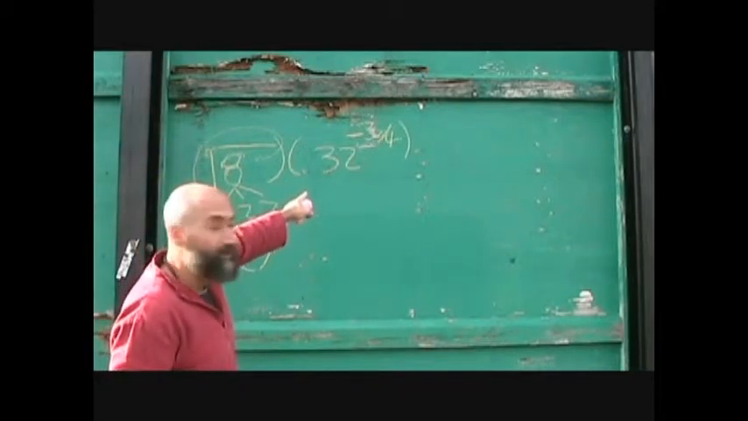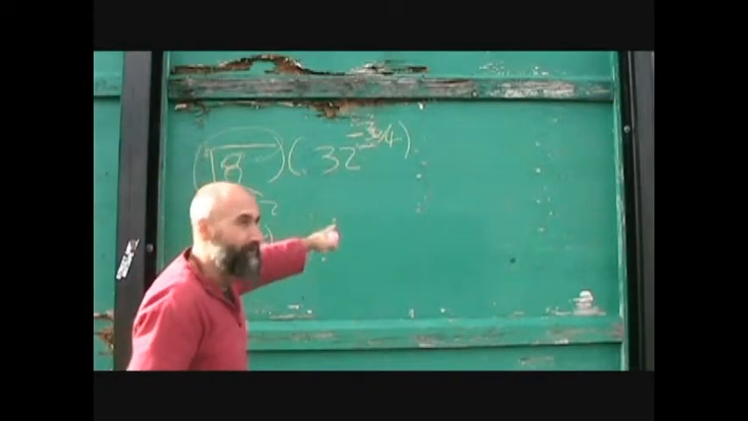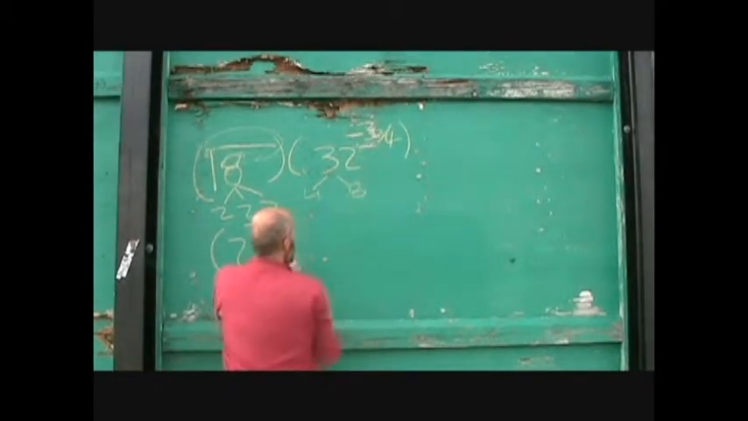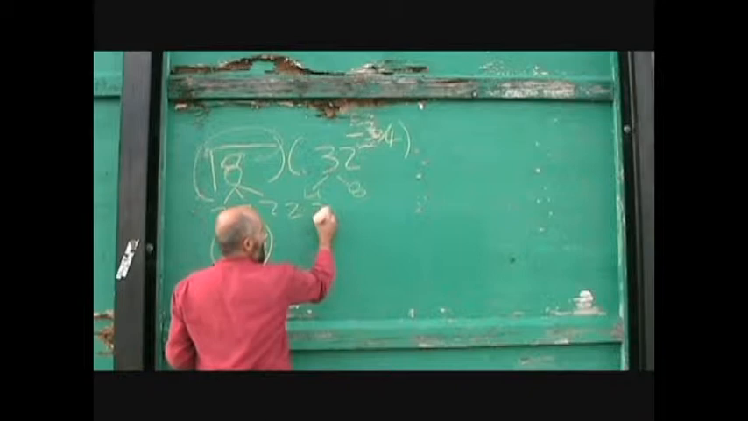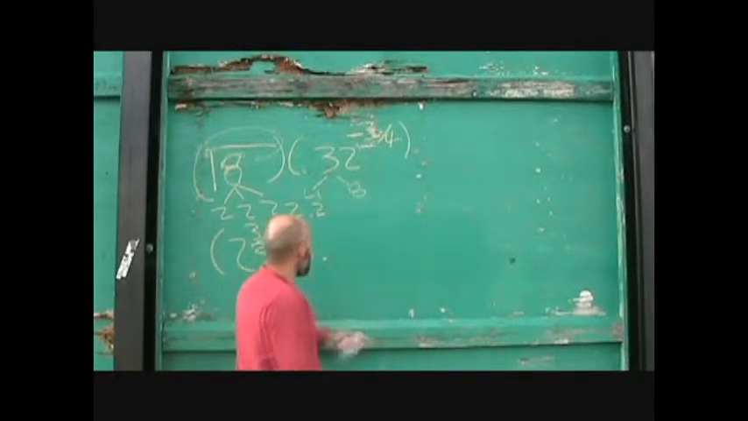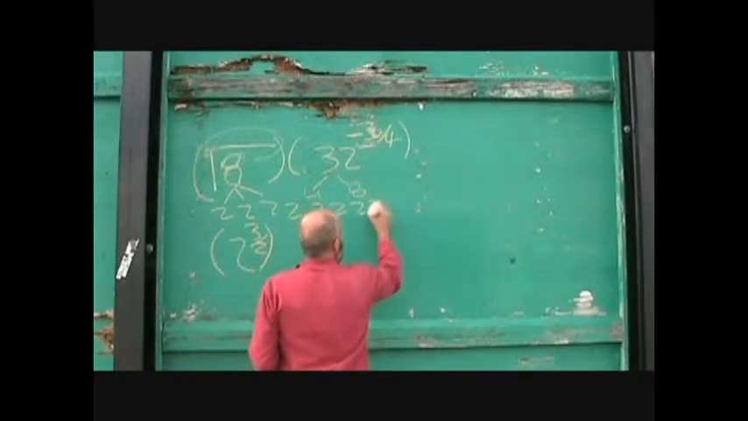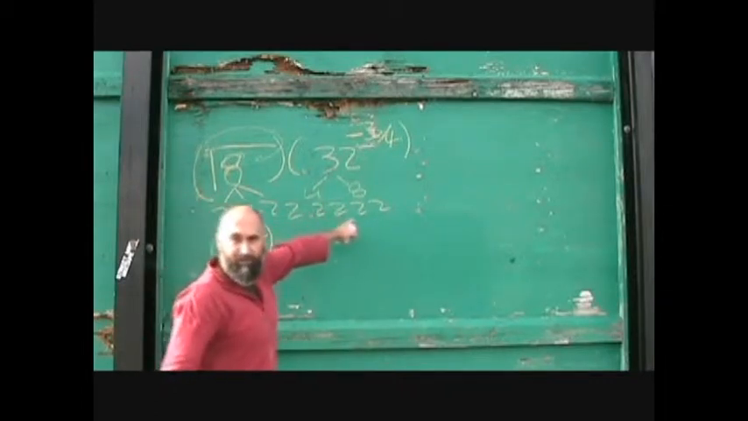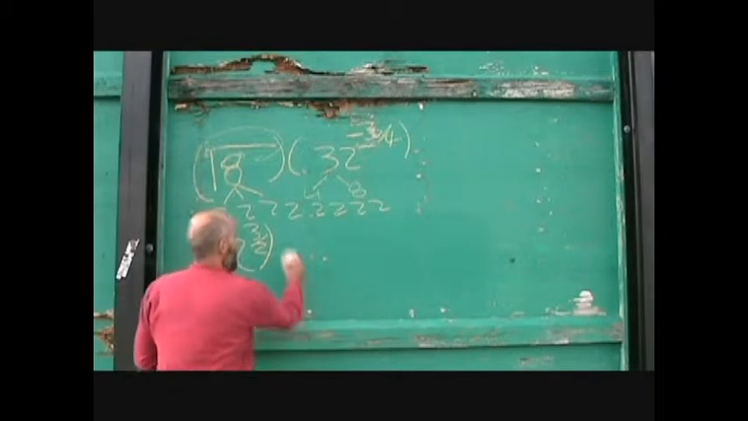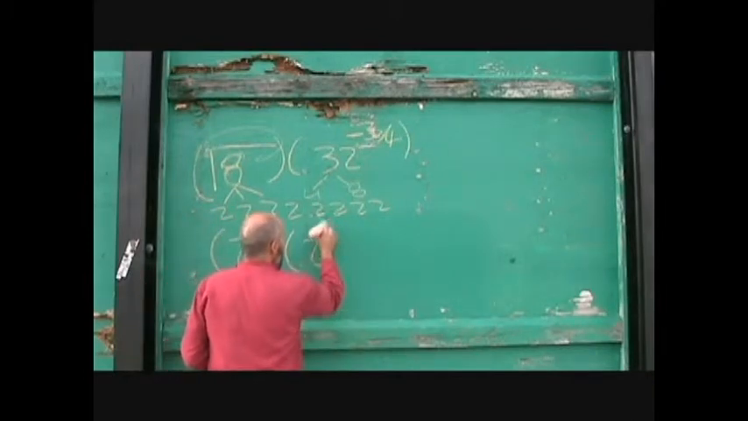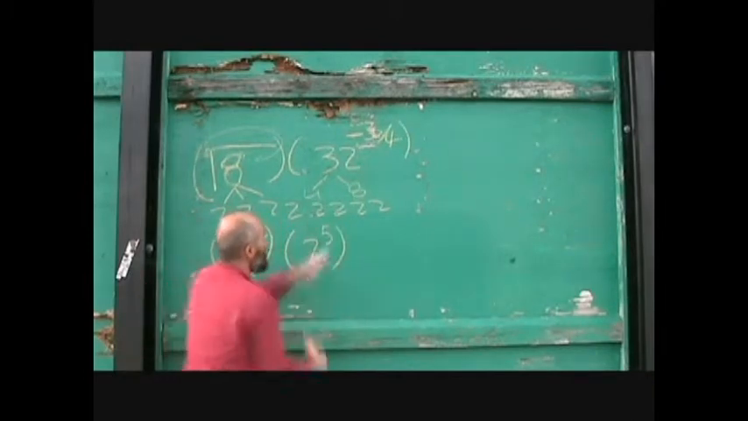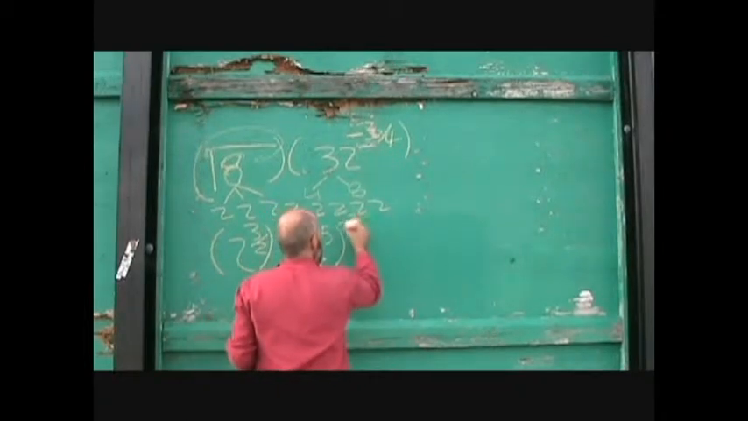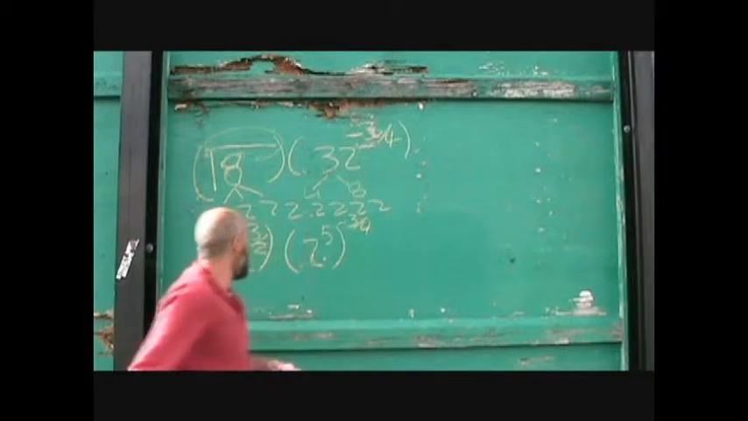Now let's look at 32. 32 we've got to break down to its prime numbers, right? So 32 becomes 4 times 8, and 4 is just 2 times 2. 8 is 2 times 2 times 2. So 32 is 2 to the power of 5. So the way this works is it becomes 2 to the power of 5 to the power of, we got that guy up there too, right? To the power of negative 3 over 4.